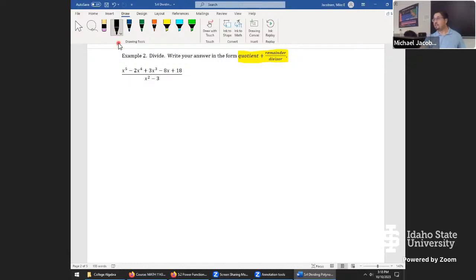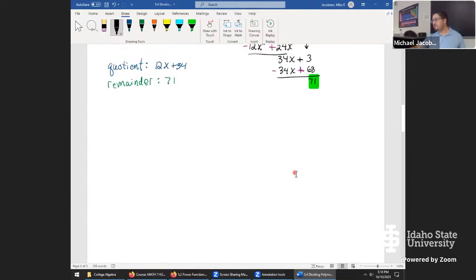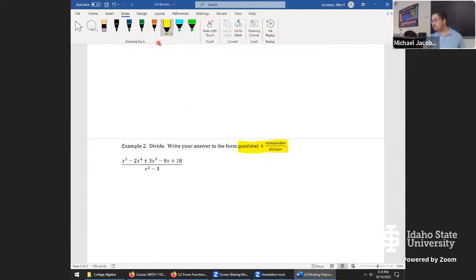So let's start off like before. Let me remind myself of the color coding just to keep things consistent. We'll take our divisor, x squared minus 3, and put it right here. The dividend, that's just the numerator, goes in as x to the power 5 minus 2x to the power 4 plus 3x cubed.